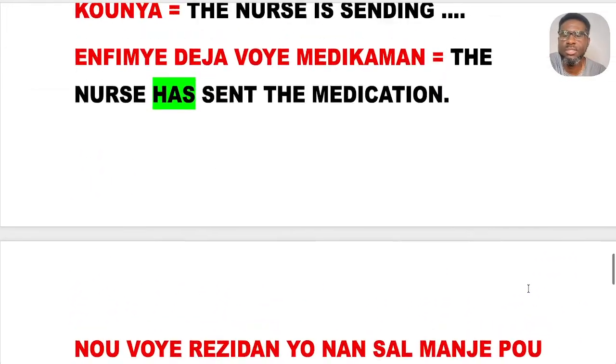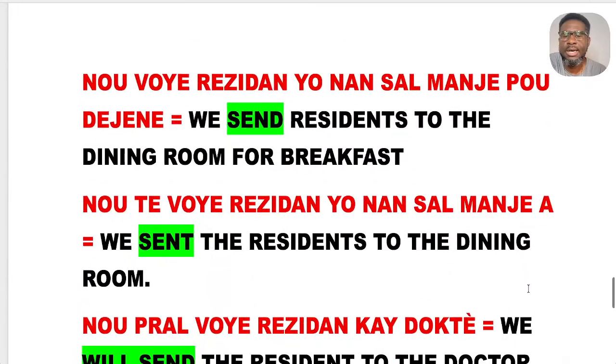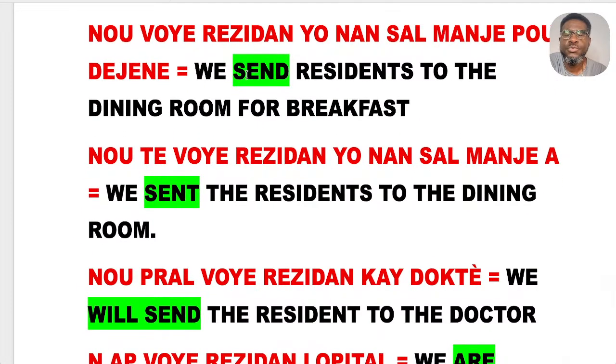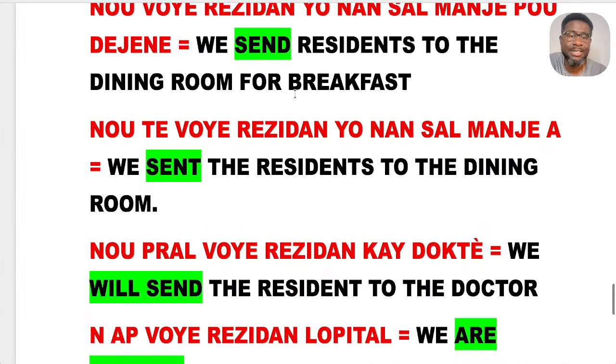Okay, so here it tells us that in the present simple, we send residents to the dining room for breakfast. We send residents to the dining room for breakfast. Okay, so please make sure you try to repeat these. All right, guys, we send residents to the dining room for breakfast.